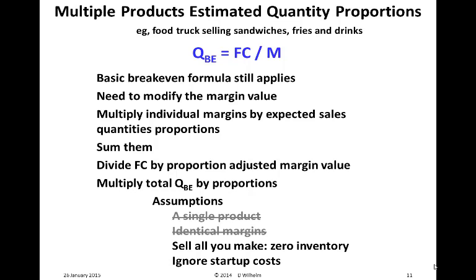We do that by multiplying the individual margins by expected sales quantity proportions, sum them, divide the fixed costs by the adjusted margin value, multiply the total break-even quantity by the proportions, and we've got the break-even quantities.